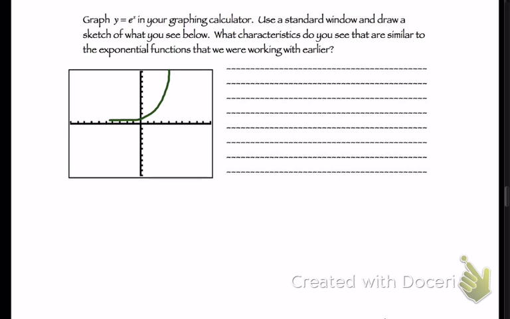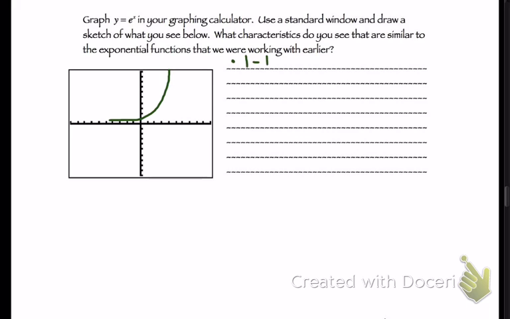Okay, so there's a sketch. What characteristics do you see that are similar to the exponential functions that we were working with earlier? So think about the activity and your exponential functions. What do you notice are the same characteristics that you have with exponential and e to the x?